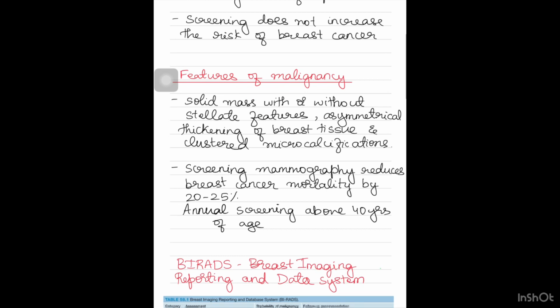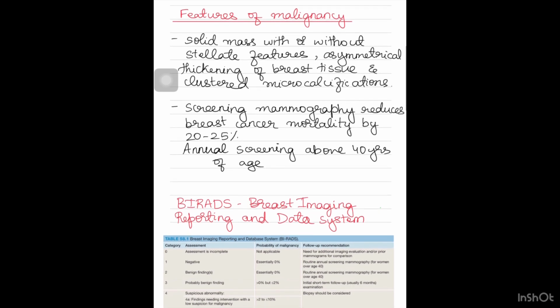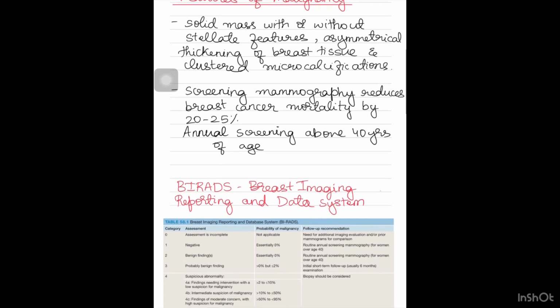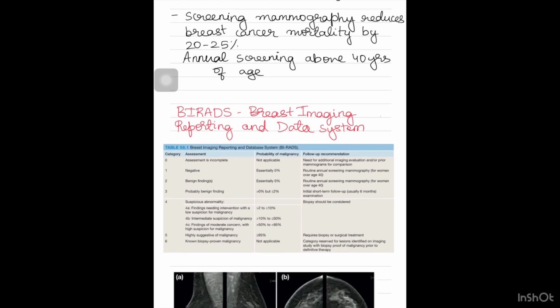So features of malignancy are solid mass with or without stellate features, asymmetrical thickening of the breast tissue and clustered microcalcification. Screening mammography reduces breast cancer mortality by 20 to 25%. So annual screening starts from the age of 40 years, and it is not done in young patients because it's a dense breast and there are many false positives.